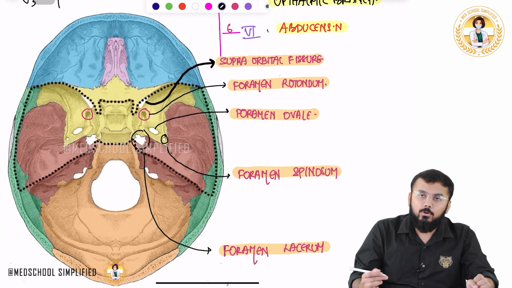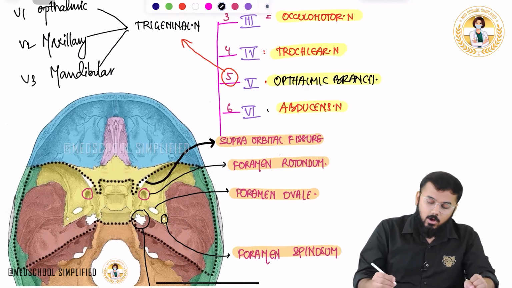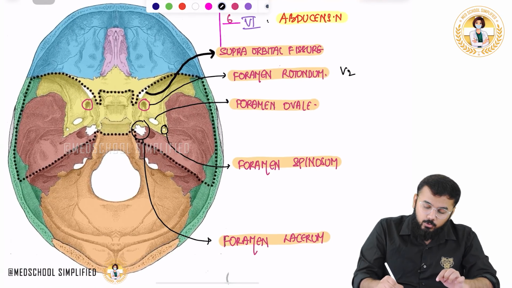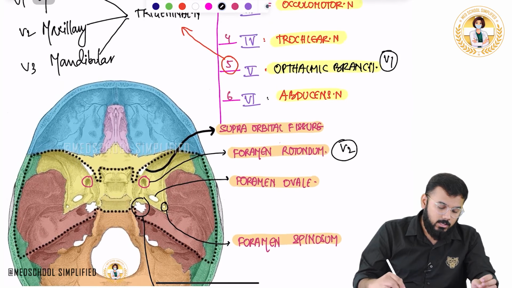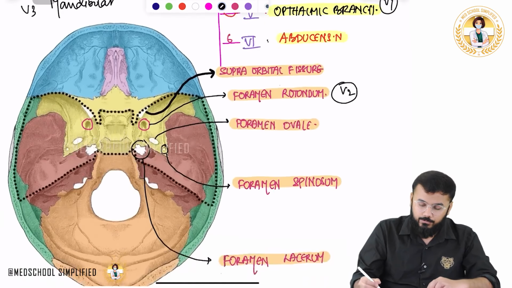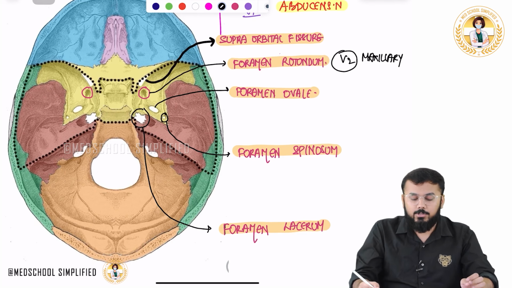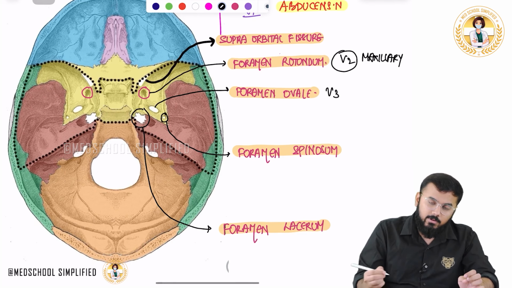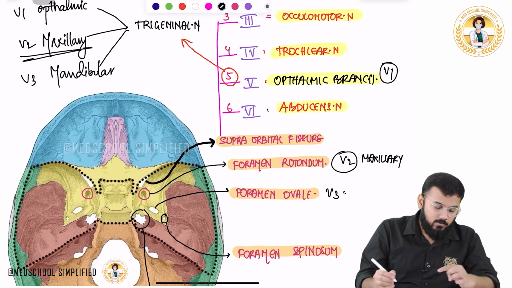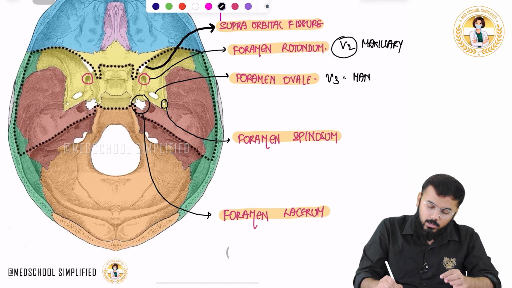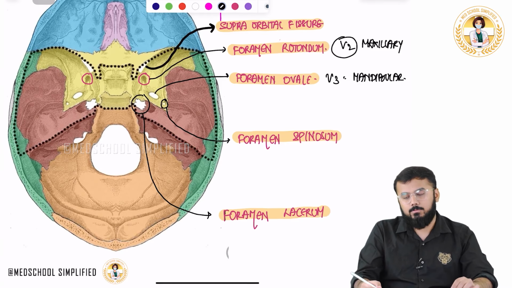So through this foramen rotundum, which nerve will pass? See, ophthalmic branch is V1. Through this foramen rotundum, V2 will pass. What is V2? V2 is nothing but your maxillary branch. Next, from foramen ovale, which will pass? That is V3 will pass. What is V3 again? V3 is your mandibular branch. Mandibular branch will pass. Okay.